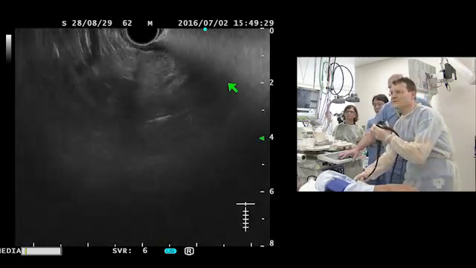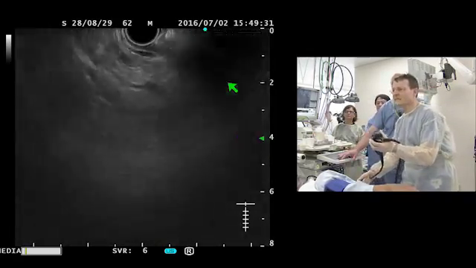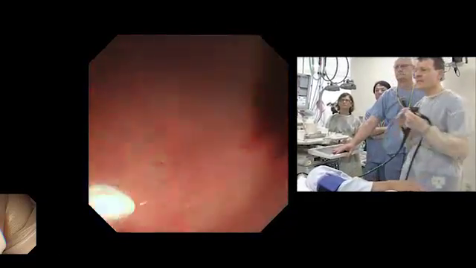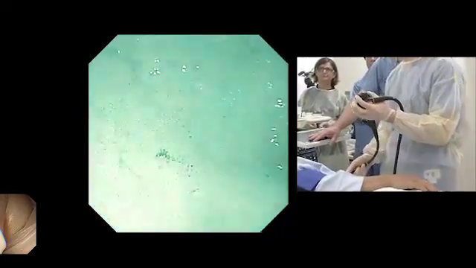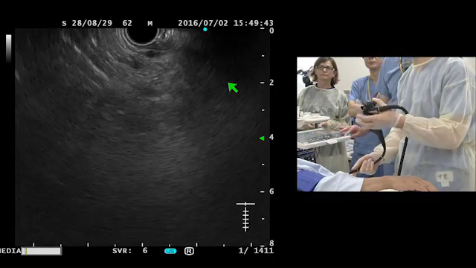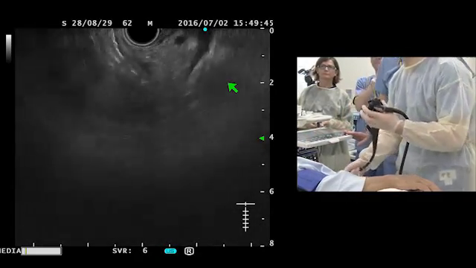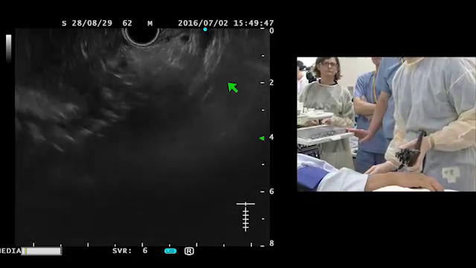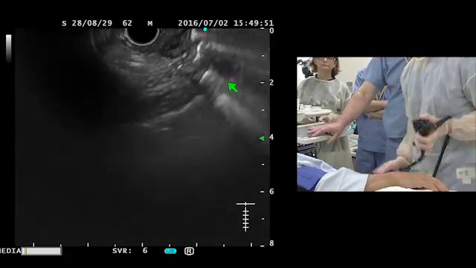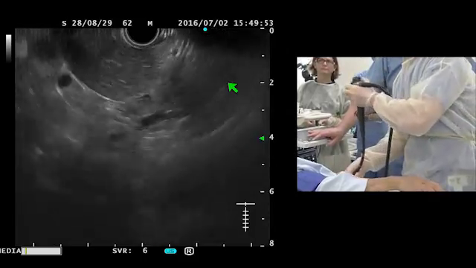Now I slipped off a little bit, and sometimes this is also a good example. When I lose the position, I always try to go into the duodenal bulb. Switch again back to the EUS image. And here I find the pancreatic head again very quickly. At the moment, here.